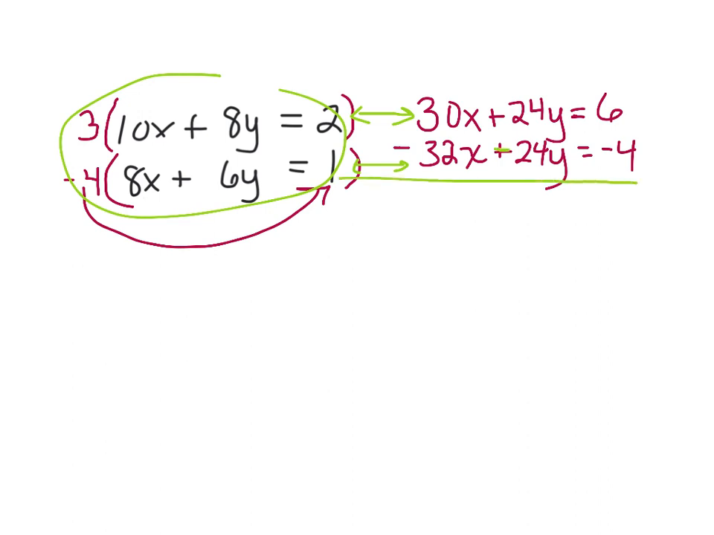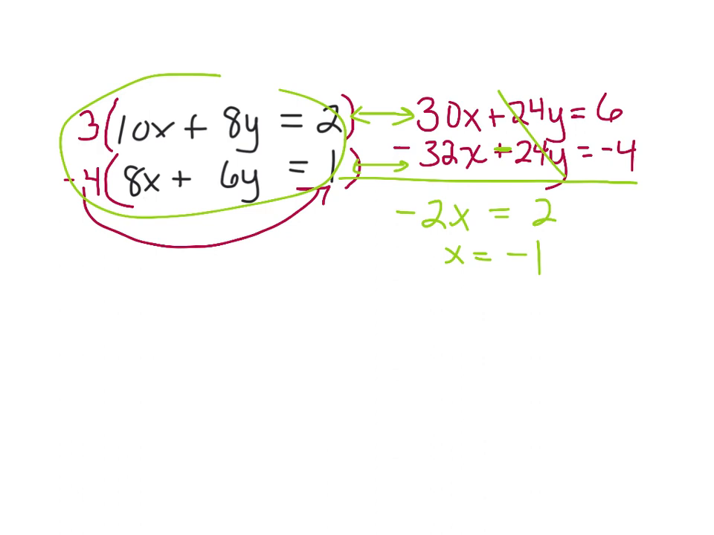Sorry, and this should be a minus sign, right? I add those together. I get -2x equals 2, x equals -1. That was easy. A little bit of thinking and manipulating those equations to make them work for me, and that was a piece of cake.